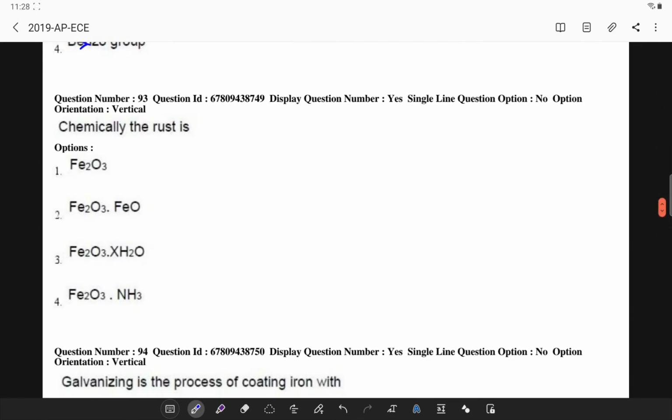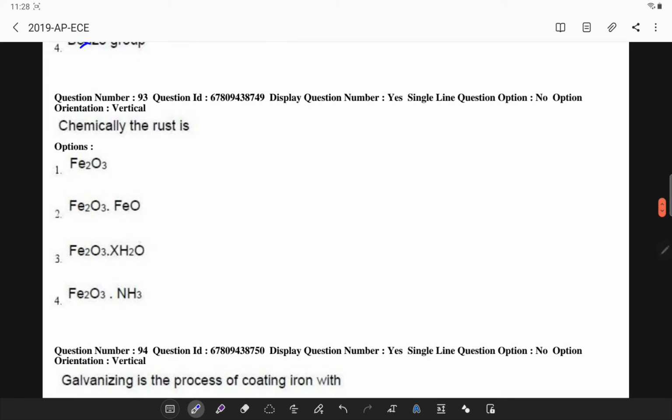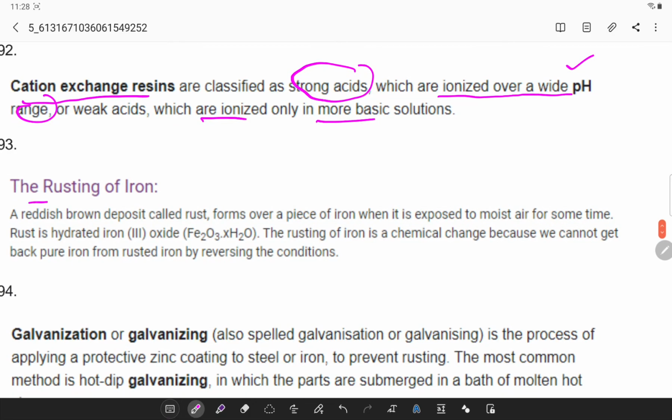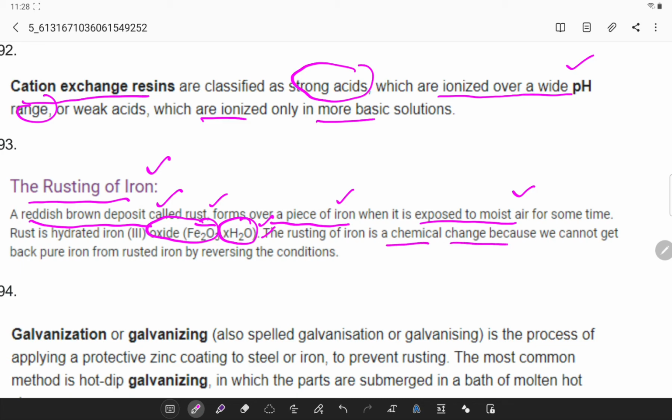So next question, chemically what exactly is rust? It is ferric oxide with water. Rusting of iron, what exactly is it? A reddish brown deposit called rust is formed over a piece of iron when it is exposed to moisture. So I get iron oxide combined with water. This is a chemical change because we cannot get back pure iron from rusted iron by reversing the conditions. This is an important point.